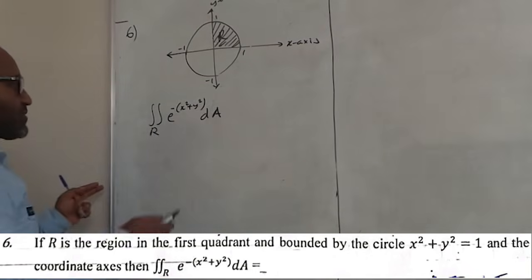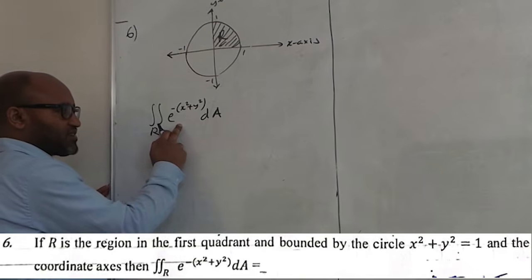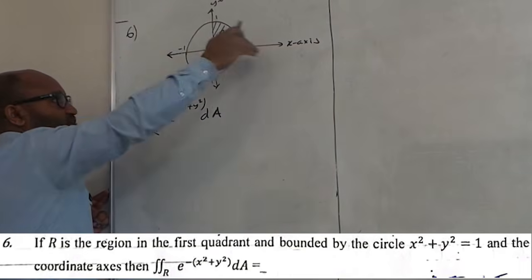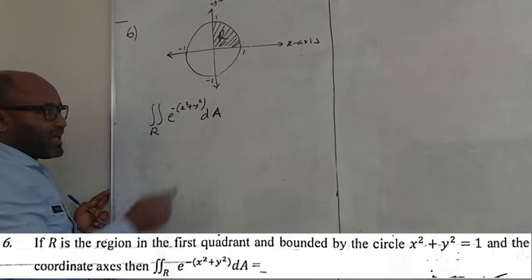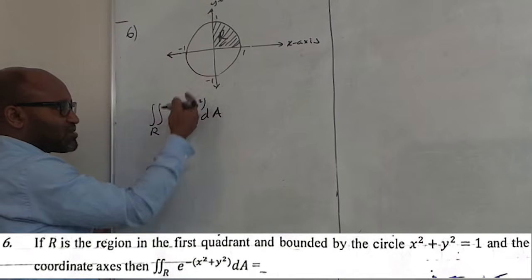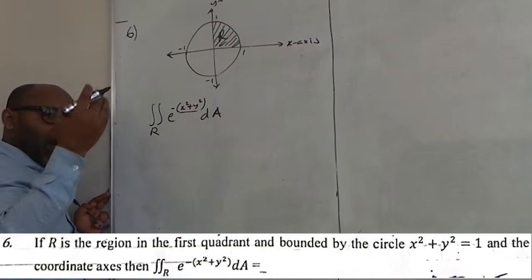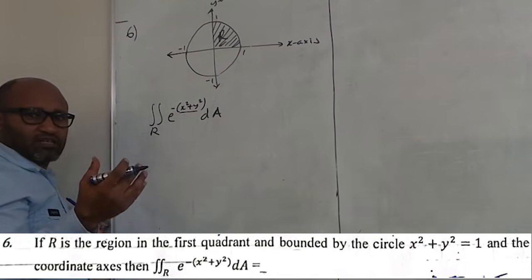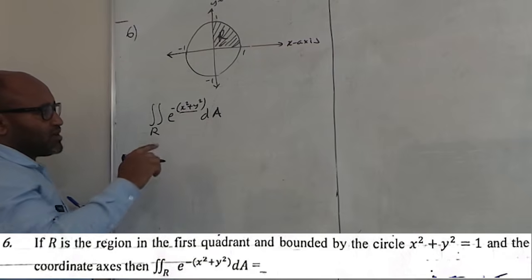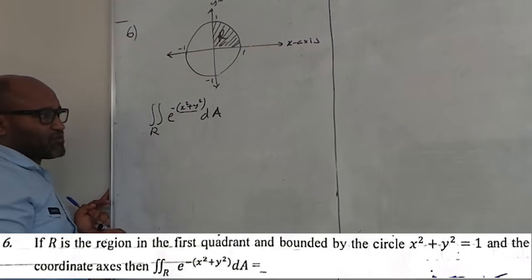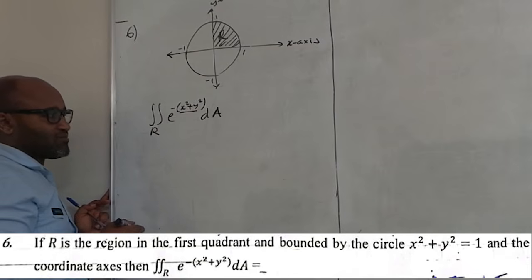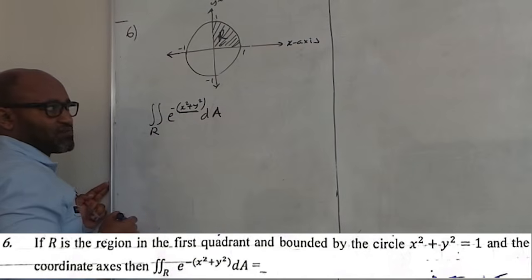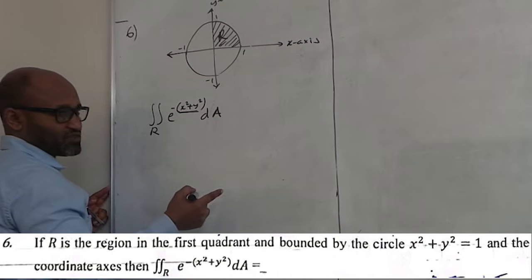So the double integral of the function over the region R, as you see the region bounded by a circle with the axis. And when you see here the expression x square plus y square, always our mind should be alert. We must think that x square plus y square can lead us to polar coordinates. So if we need to express this in polar form, we replace x square plus y square by r square.